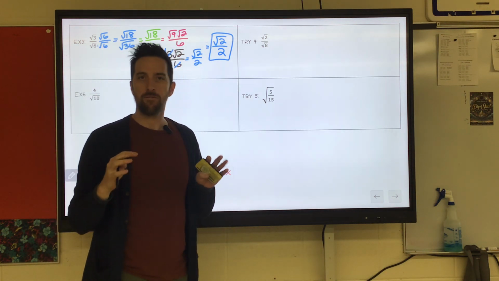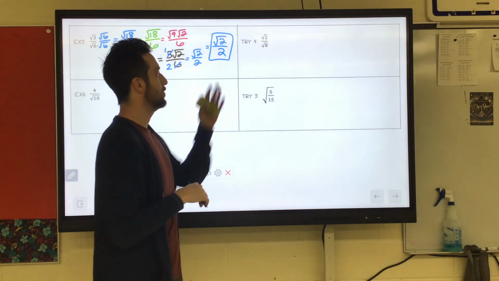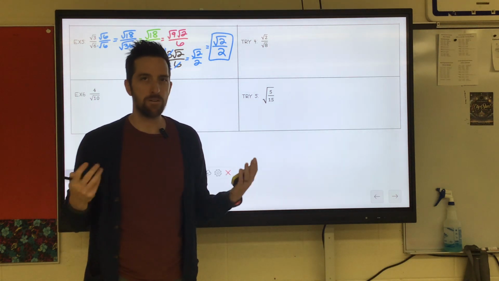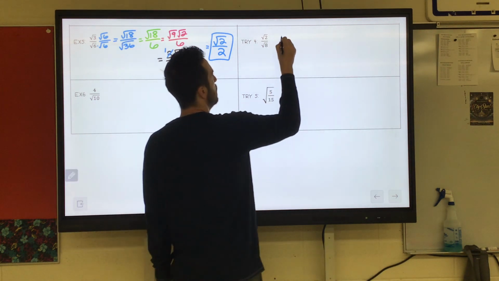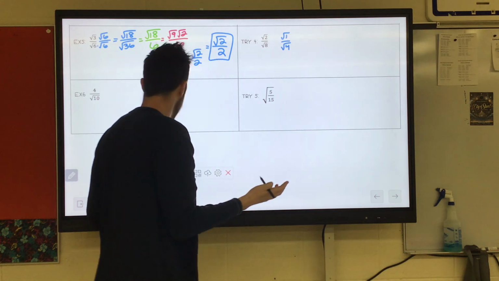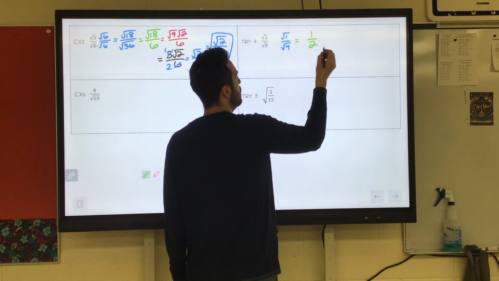I'd recommend simplifying it early if you can. You're just working with smaller numbers then. So look at this one, 2 over 8. Simplify that. That would be 1/4. So it would be root 1 over root 4. And then I could square root both of those. The square root of 1 is 1. The square root of 4 is 2.